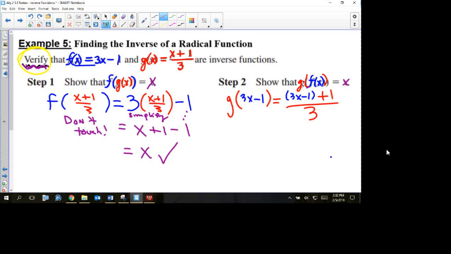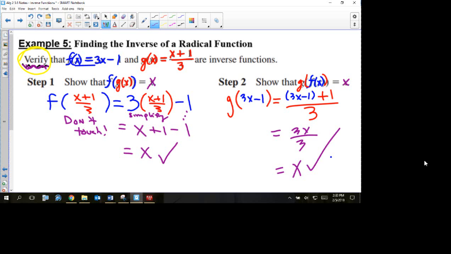And you don't touch the left side. You only simplify the right side. So on the right side, at the very top, I have 3x, then I have minus 1 plus 1. So 3x minus 1 plus 1 is now 3x. On the bottom, 3. And what happens with 3x over 3? I get x. And that's what I want to have. So we have verified that these are inverse functions.